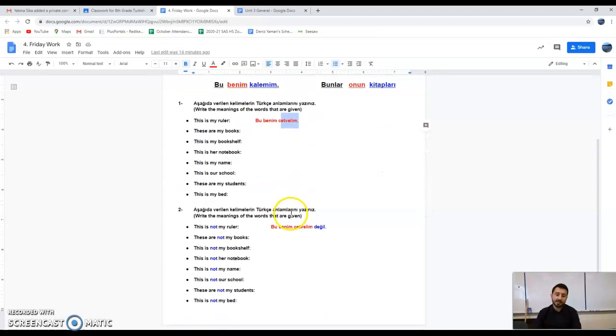So you see the first example is this is my ruler. Bu benim cetvelim. It means this is my ruler. In order to say this is not my ruler, bu benim cetvelim, so I basically copied and pasted the same thing because that's what it is. But the last word is değil, which means not. In order to make words negative in Turkish, you have to add değil at the end, okay? Bu benim cetvelim değil. So basically it means this is not my ruler, okay? So this is how you guys are gonna do this assignment.